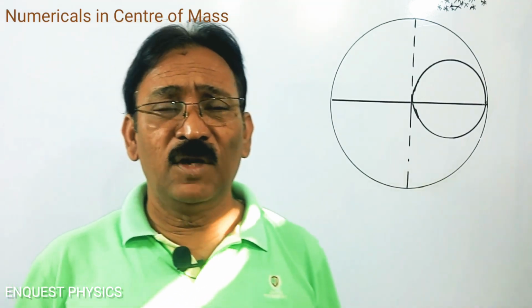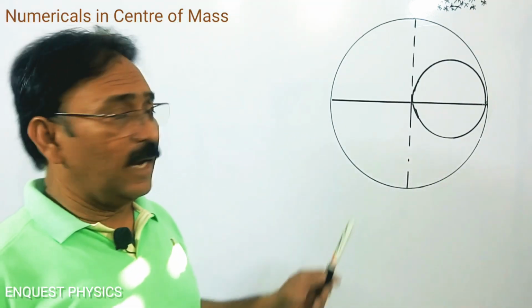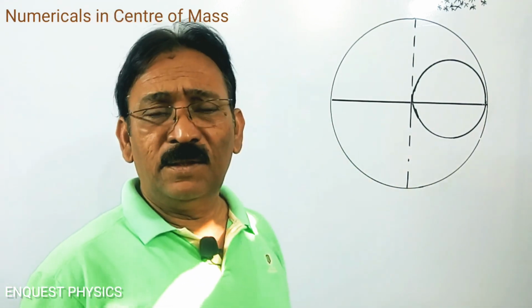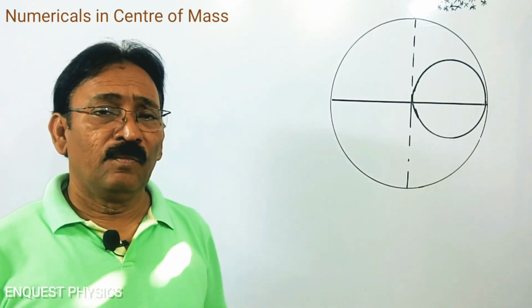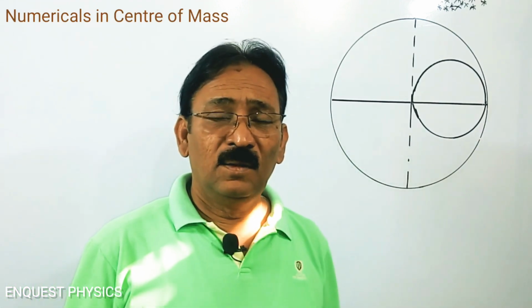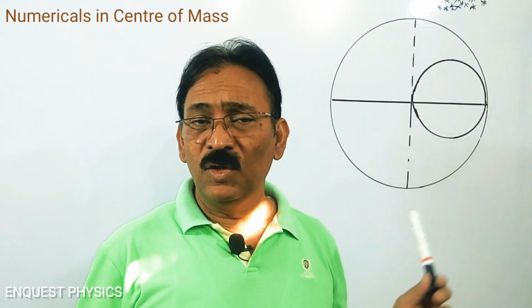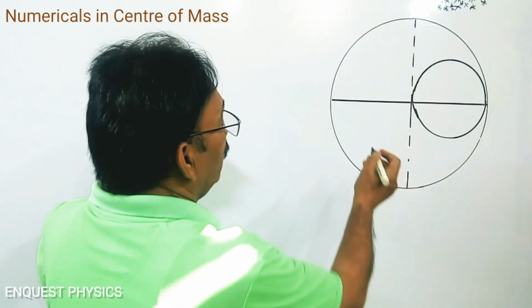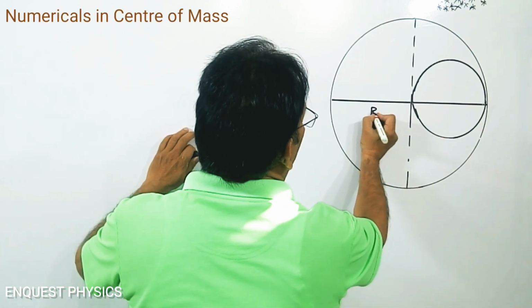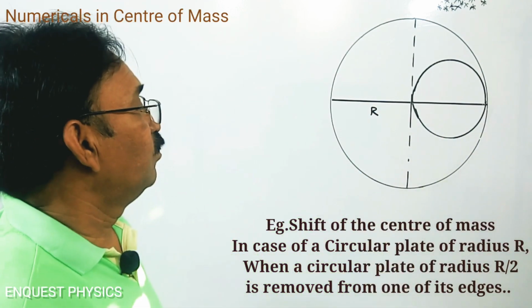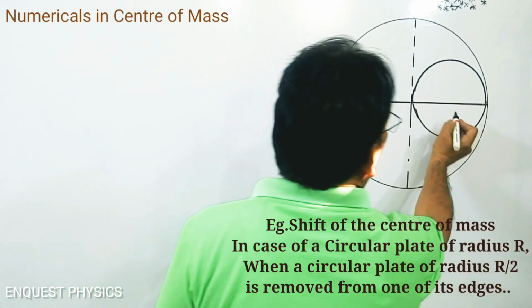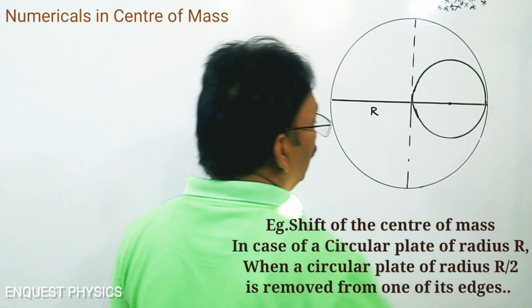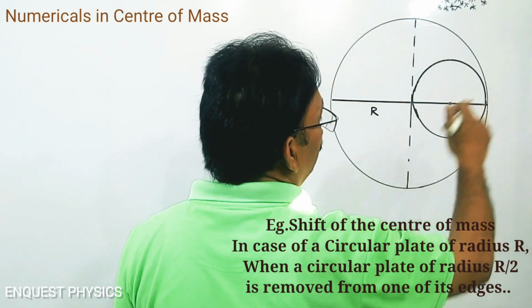If you watch the board carefully, you will find a circle there. Actually, I am representing a circular plate which has uniform thickness and is made of the same material, so it has uniform density. Let's say the radius of the circular plate is r, students. Imagine that we remove this portion from the circular plate.